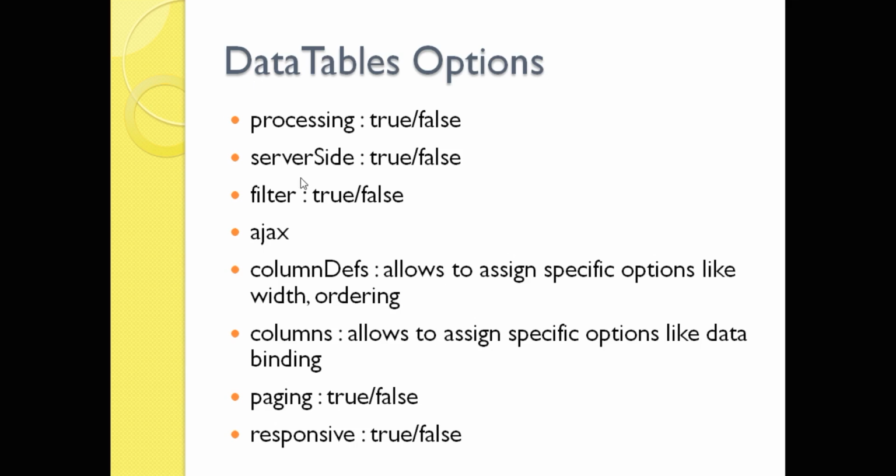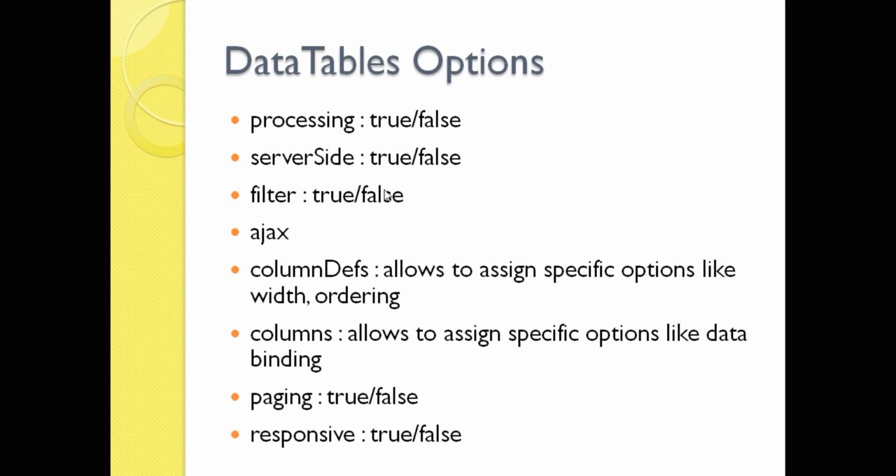The next option is serverSide. This should be set to true, because we are studying server-side processing, right? Next is filter. Filter is basically for the search box, whether you want to show the search box or not. If it's set to true, the search box will appear. If you set it to false, the search box will not appear. Then next is the Ajax option, where you specify the URL that you want to call on the server side. Again, we are going to see this part practically.